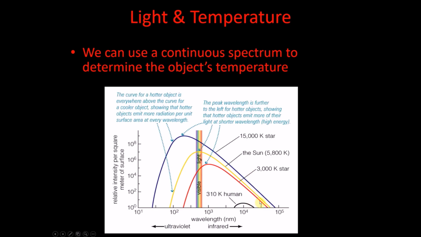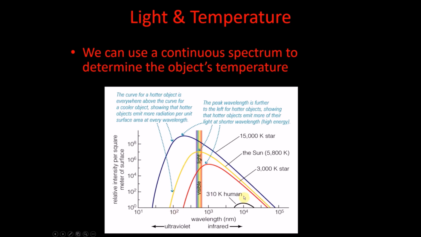Let's take this red star next, 3000 Kelvin, which for a star is relatively dim. Now, here it is as a red star. Red stars, it turns out, are not as hot as yellow stars like the sun. So here it is at 3000 Kelvin, and here is its peak wavelength. This is the wavelength that is putting out most radiation.